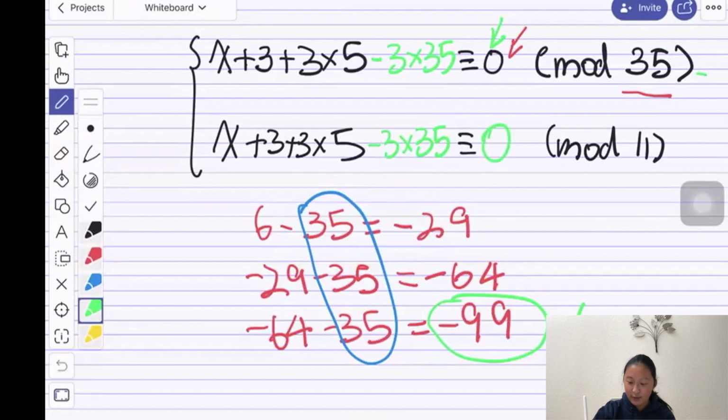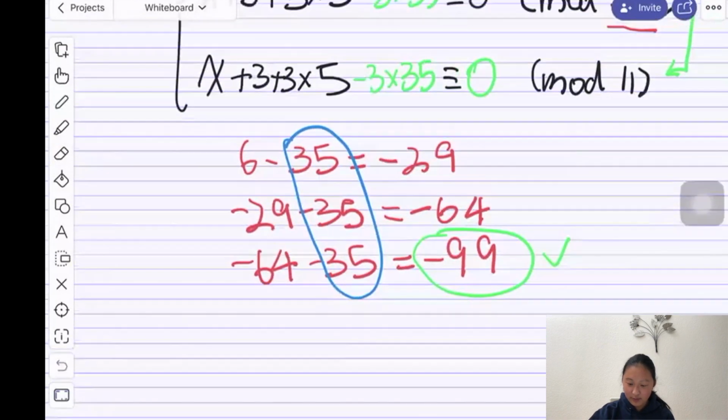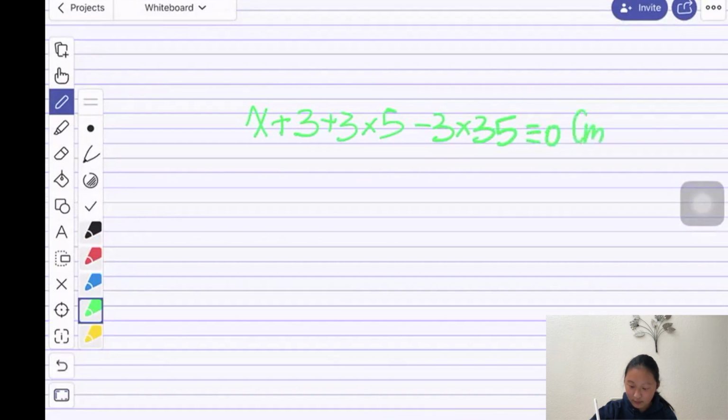Okay, now once again, we are going to merge these two together. And merging the two of them together will now result in something that looks like this. X plus 3 plus 3 times 5 minus 3 times 35 is congruent to 0 mod the LCM of 35 and 11.